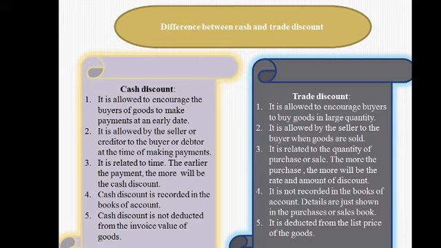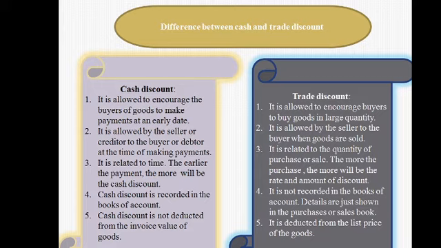And number 4, cash discount is recorded in the books of accounts. Yes, the cash discount we record it in the books of accounts. Record it as discount received and discount allowed, the one you will see in our profit and loss account. But the trade discount is not recorded in the books of account. Details are just shown in the sales day book or purchases day book.